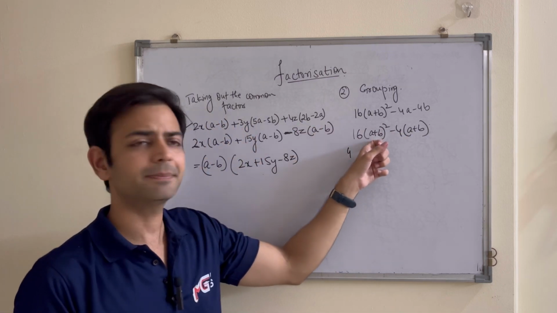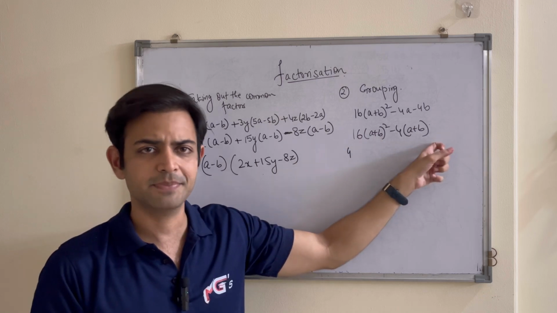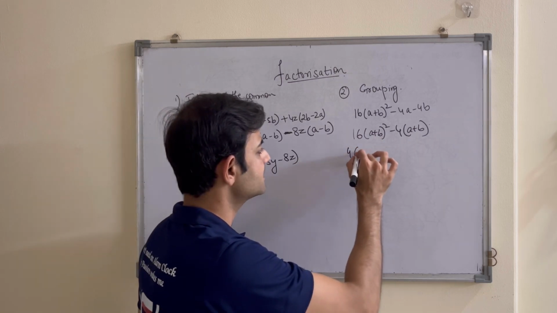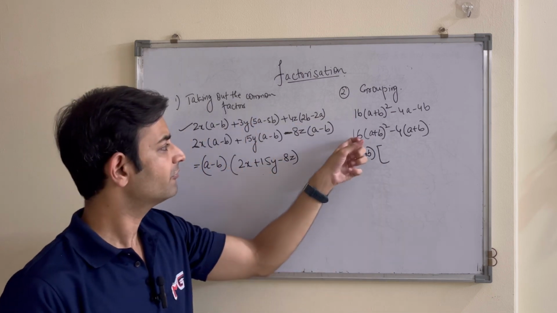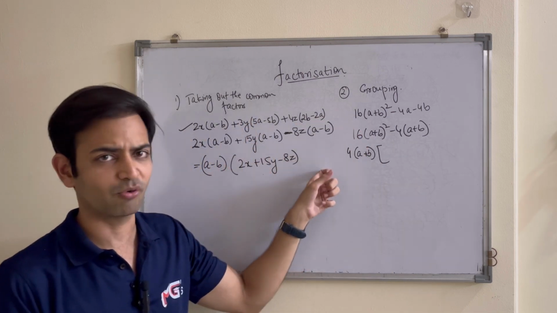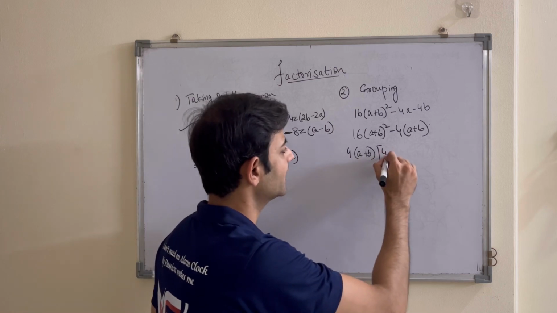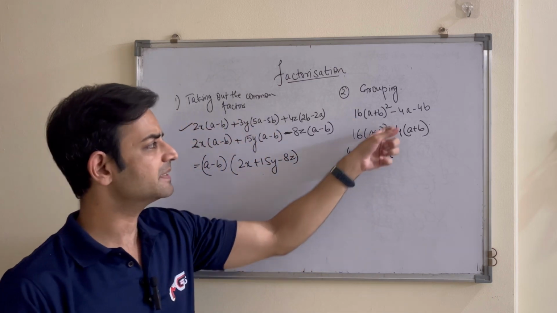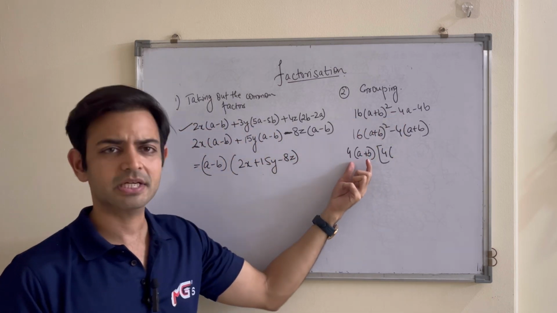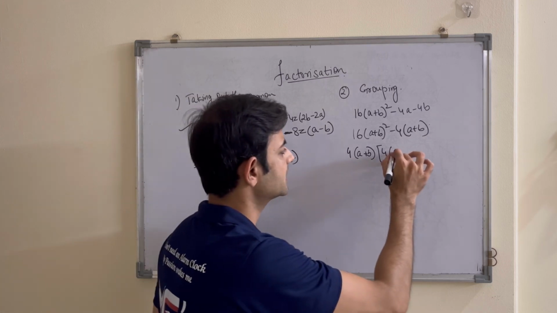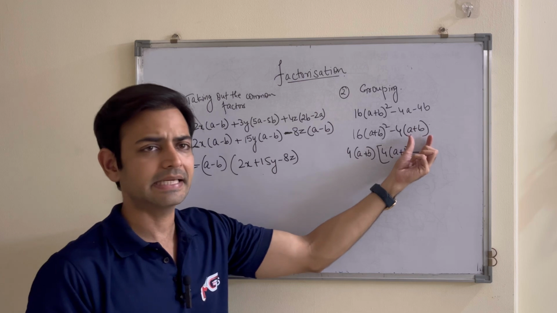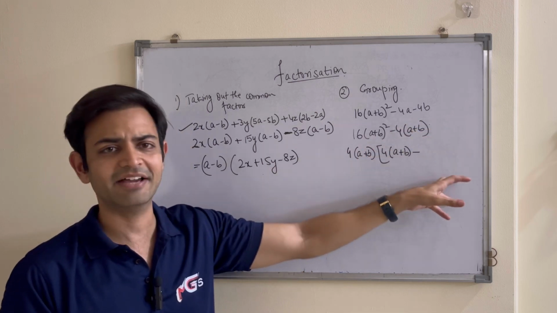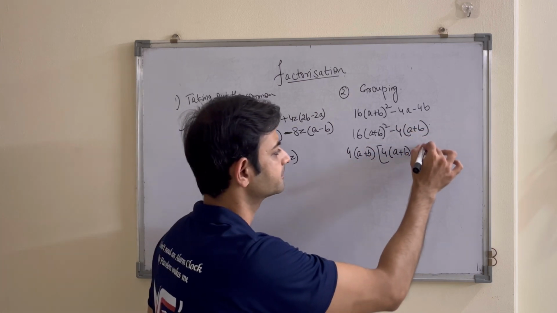Here I have (a plus b) the whole squared, and here I have (a plus b), so I will take (a plus b) common. Now I am left with 4, because from 16 I have taken 4 out, so one 4 is left. And from (a plus b) squared, I have taken one (a plus b), so I am again left with (a plus b). Because the entire second term is taken out, there is nothing left except 1.